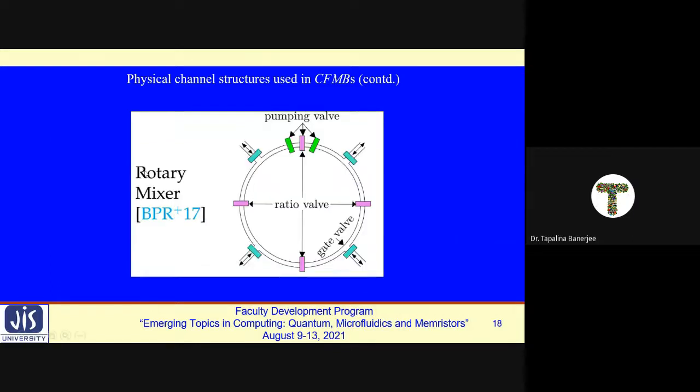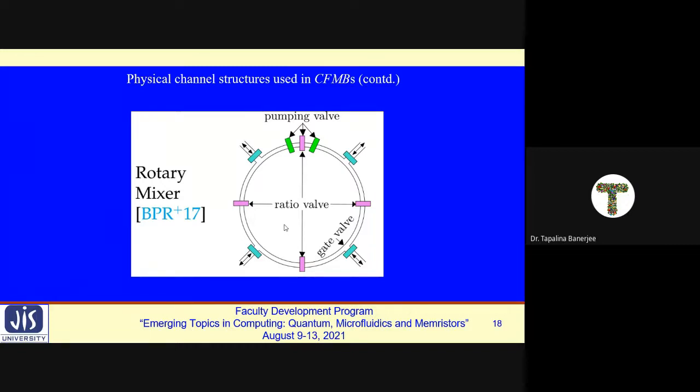Now, here we can see valve-based continuous flow microfluidic chips equipped with in-segment rotary mixer. Okay, here it is. You can see these are the ratio valves, these are the pumping valves. Here we can see these are treated as inlets as well as outlets based on the condition or the requirement of our resultant fluid or diluted fluid.